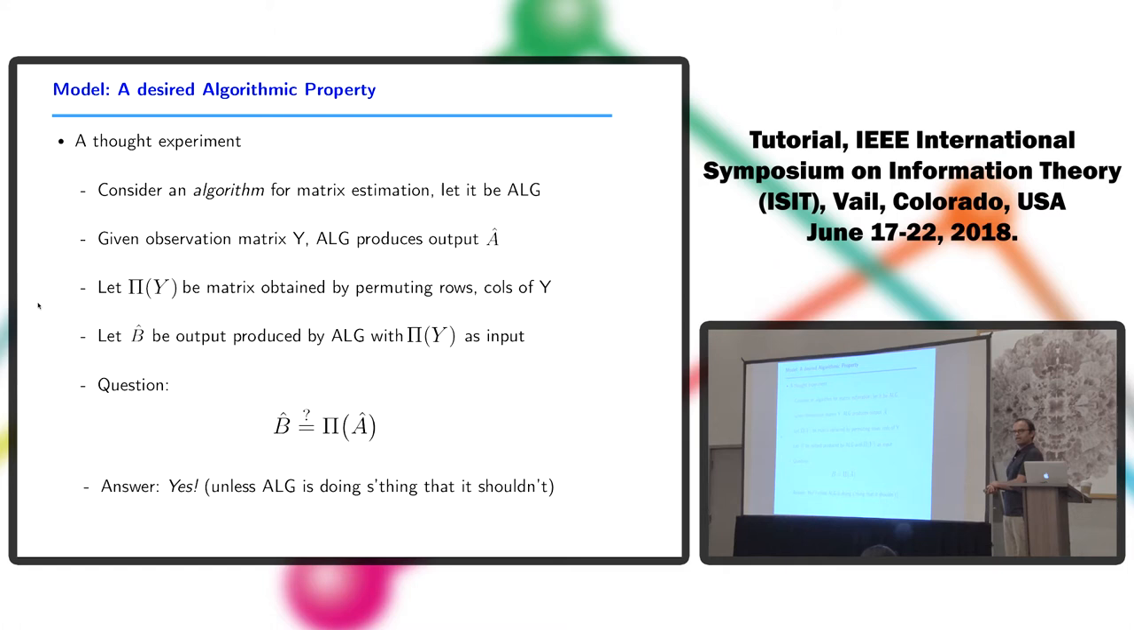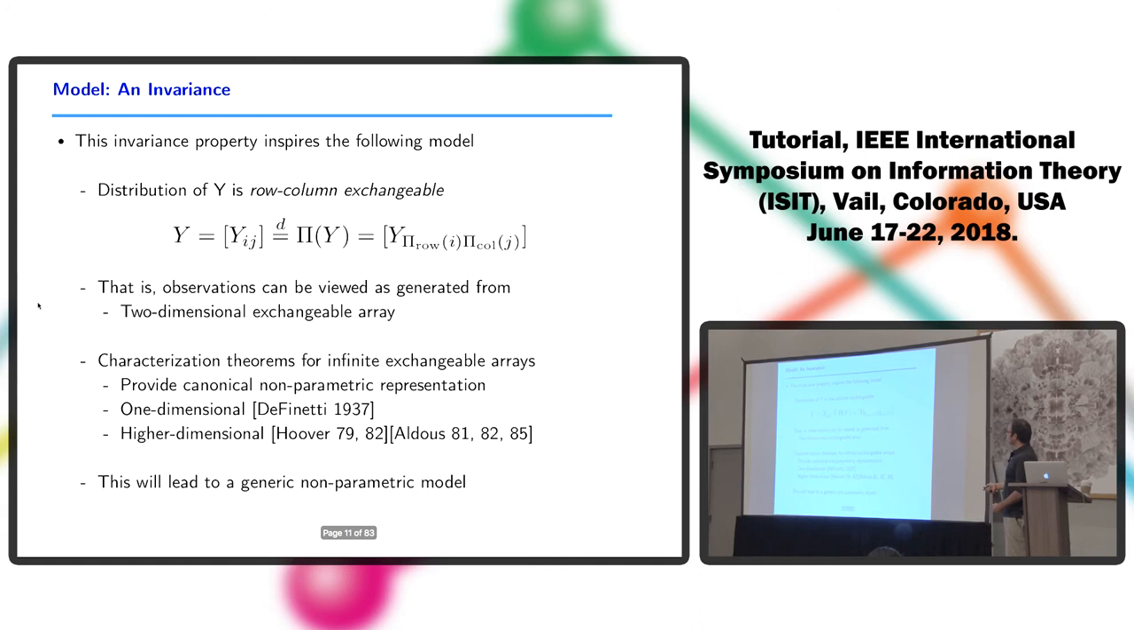Now, if you are a statistician and you start thinking about a generative model, one way to think of a generative model for the data is to say that whatever the distribution that you have of this collection of random variables, this is a matrix, so the matrix is a collection of random variables, that should be exchangeable, or row-column exchangeable. That is, the joint distribution of these random variables under permuting rows or columns should not change.